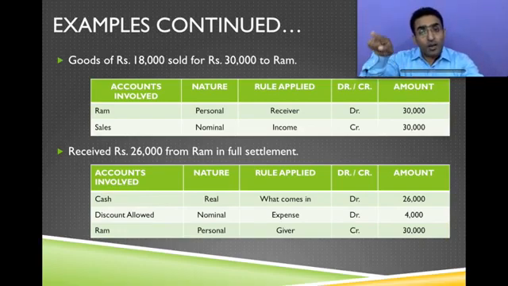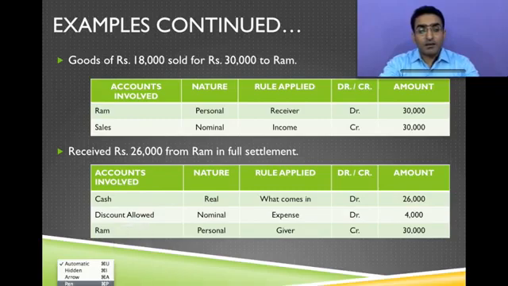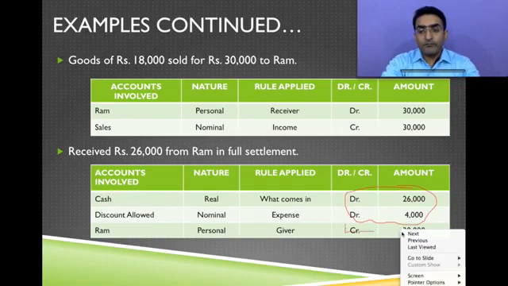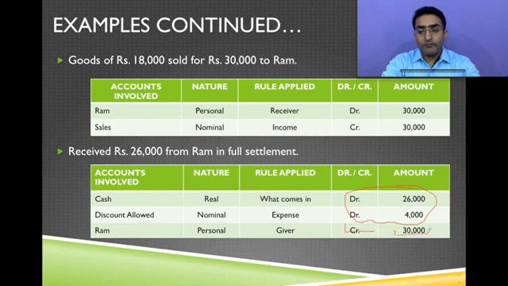And how much the whole amount was there due from Ram? That was 30,000. He is the giver. So it is 30,000 rupees credit. So if you see the main idea of this whole entry here: amount debited is always equal to amount credited.